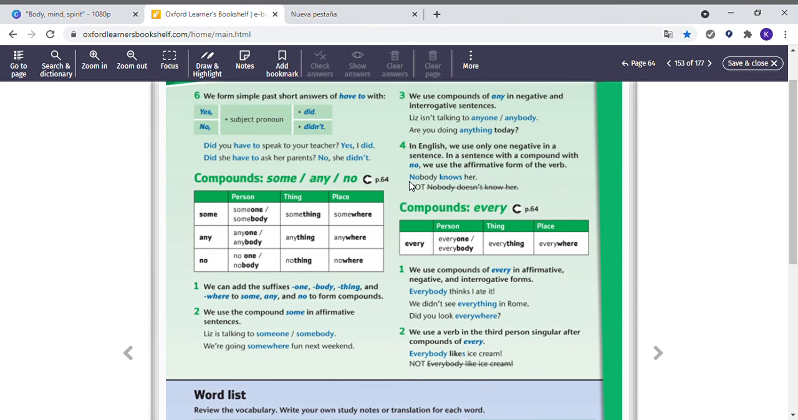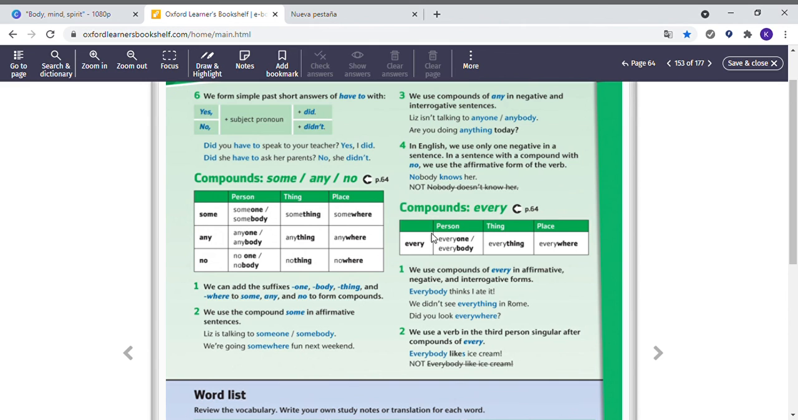Right? Here we have the compounds. In this case, we have every. And every is easier because with every, we have person, thing, and place. It's going to be everyone or everybody, everything, and everywhere. See? There's no different rules, for example, with some, any, or no. So we use compounds of every in affirmative, negative, and interrogative forms.